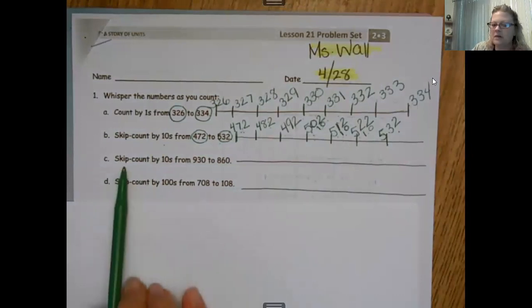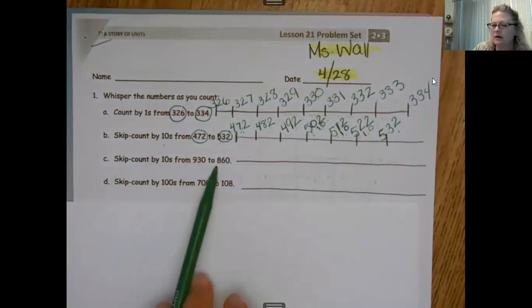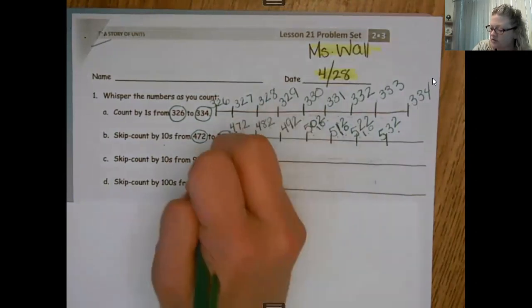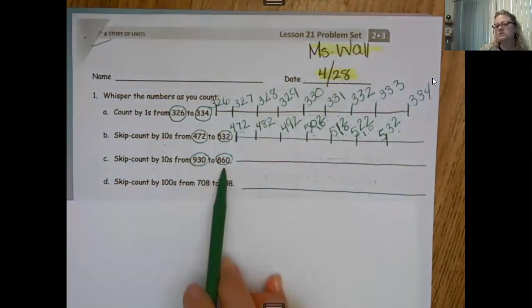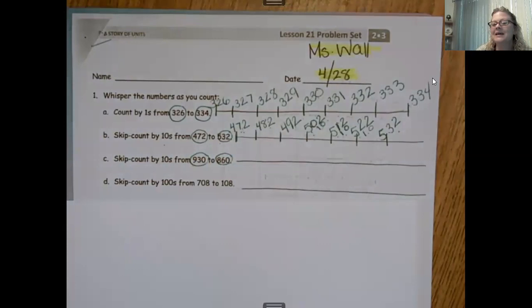All right. Letter C says skip count by tens from 930 to 860. First, circle those numbers. And what do you notice about those numbers? We went from 900 to 800. Did they get bigger or smaller? Smaller. Very good. So we're counting backwards. Okay? Our numbers are going to start with the big number and then they're going to get smaller. All right?